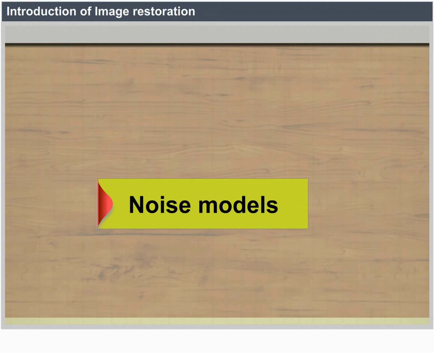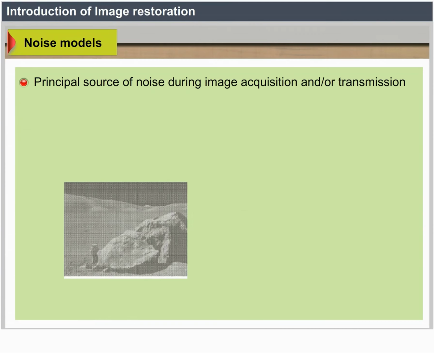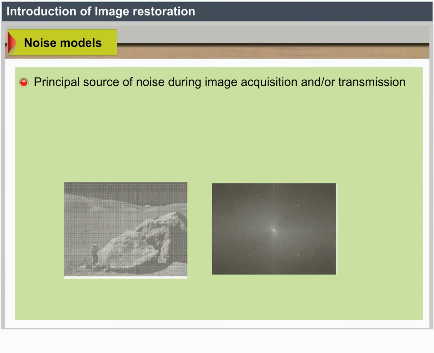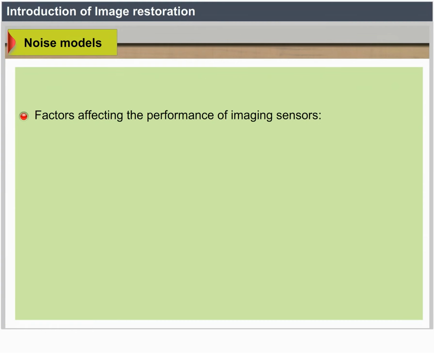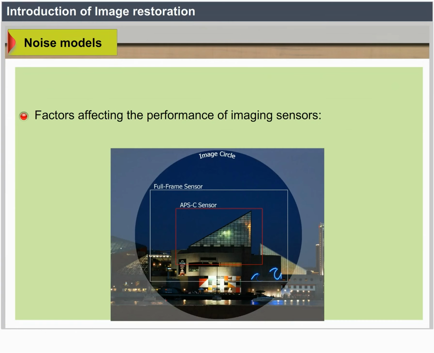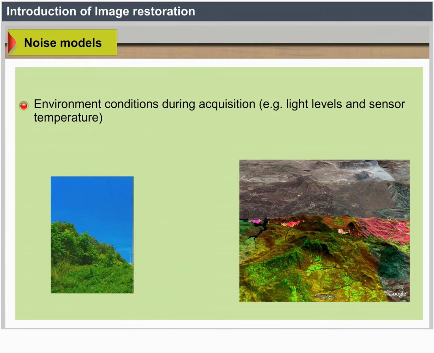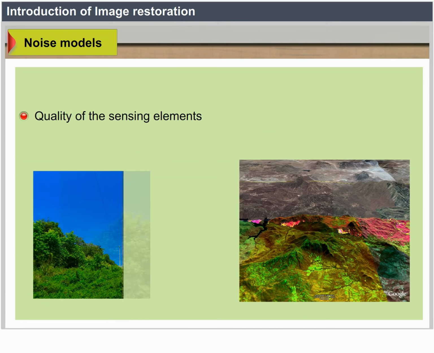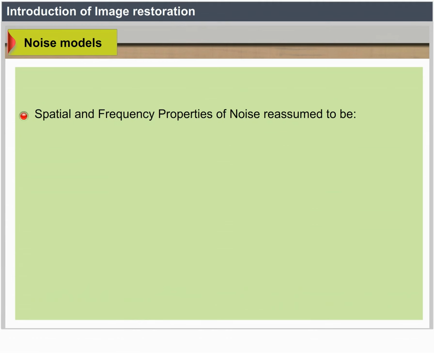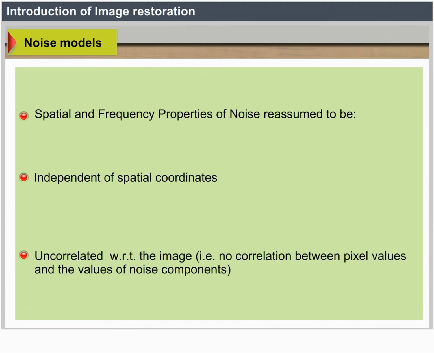Noise models. Principal sources of noise during image acquisition and/or transmission. Factors affecting the performance of imaging sensors: environment conditions during acquisition, that is, light levels and sensor temperature, and quality of the sensing elements. Spatial and frequency properties of noise will be assumed to be independent of spatial coordinates, uncorrelated with respect to the image, with no correlation between pixel values and the values of noise components.